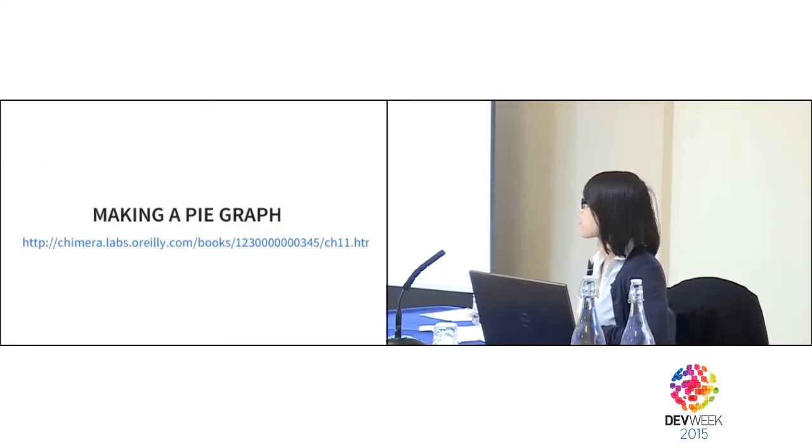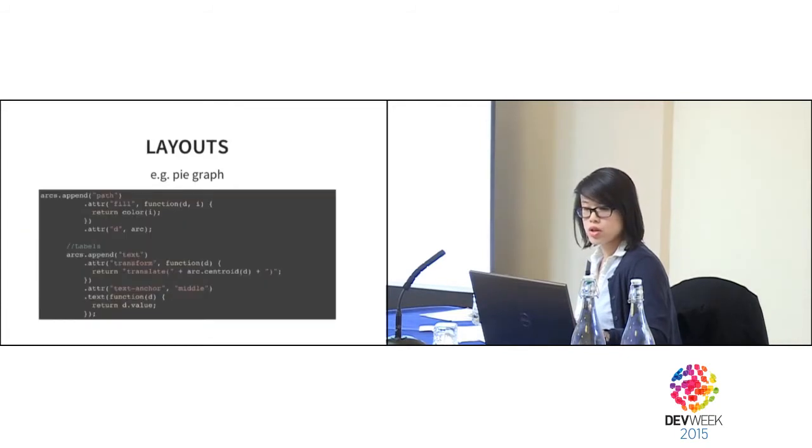So that was making a bar graph. So let's make a pie graph. As I said before, D3.js has layouts included, where all you have to do is really plug in your data set. But what layouts are just a series of transformations. So here we're using a pie graph layout. I wish we had internet so I can actually run through this.